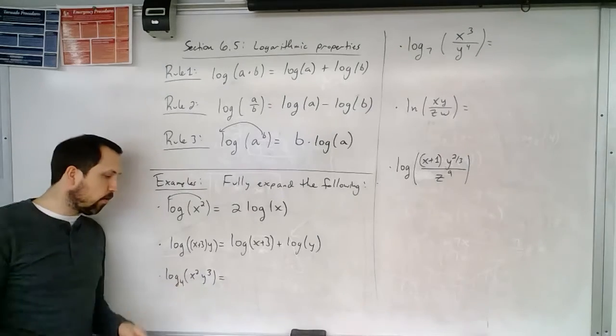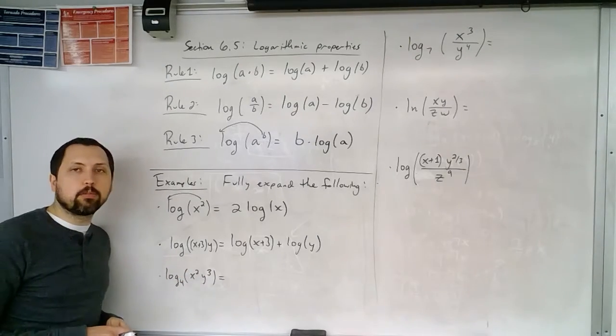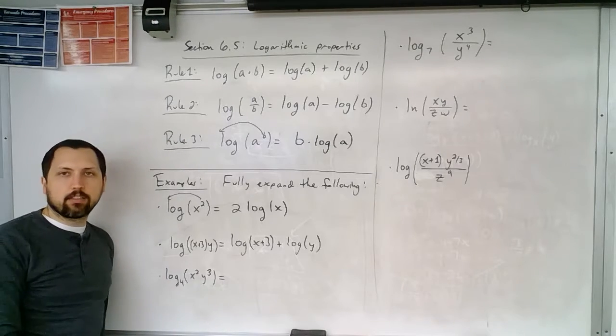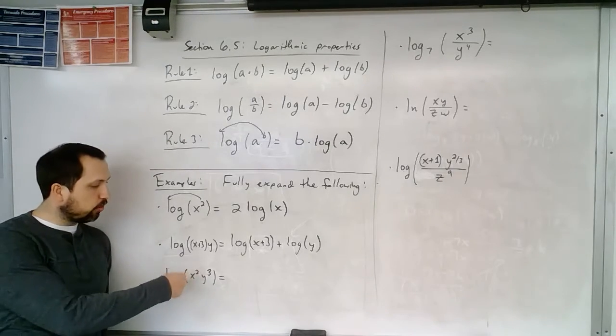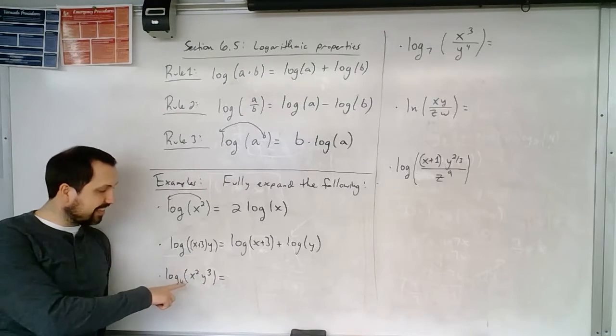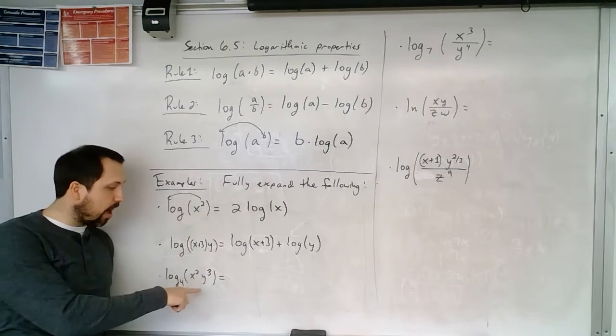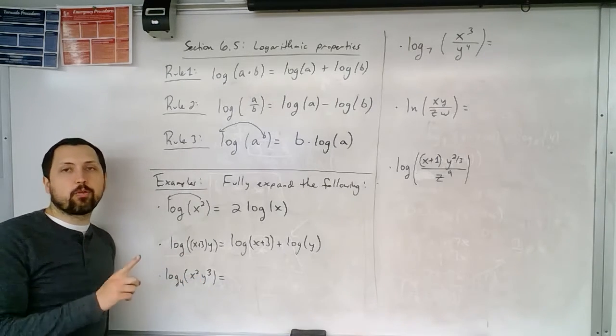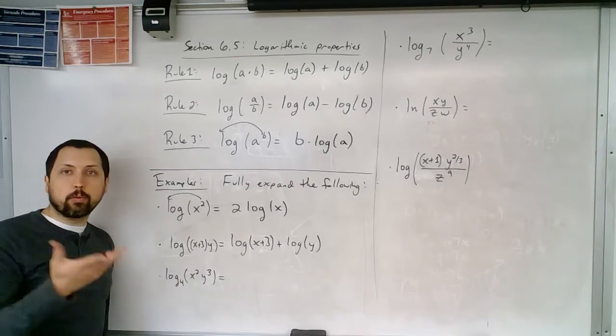Here, log base 4 of x squared times y cubed. We see exponents. We're like, oh, exponents. Okay, can I move the exponent out front? Ask yourself, is this whole thing being raised to an exponent? It is not. The x is being squared. The y is being raised to the third power. So you cannot do exponents first. So what do we do instead?